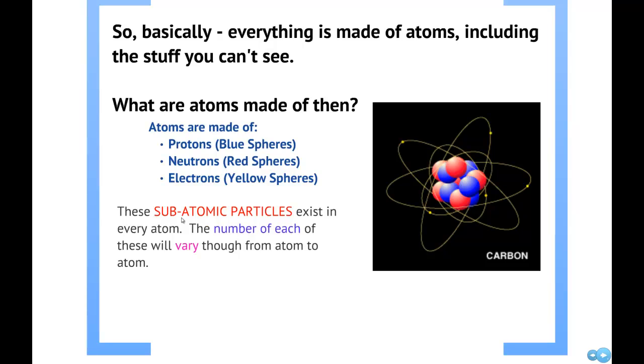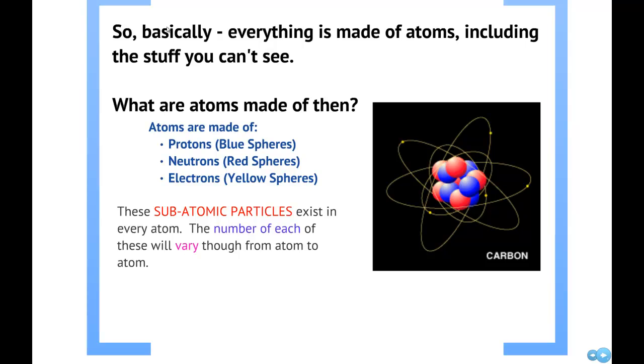Subatomic particles exist in every single atom, but the number of these will differ. Carbon is number 6 on the periodic table. That means that it has 6 protons. So if you count these, there should be 6 blue balls. There's probably one on the other side that we can't see. So you've got 1, 2, 3, 4, 5 here, and another one over there that you can't see. The neutrons will vary. Some atoms will have lots of neutrons, some will not have very many, and electrons will vary.